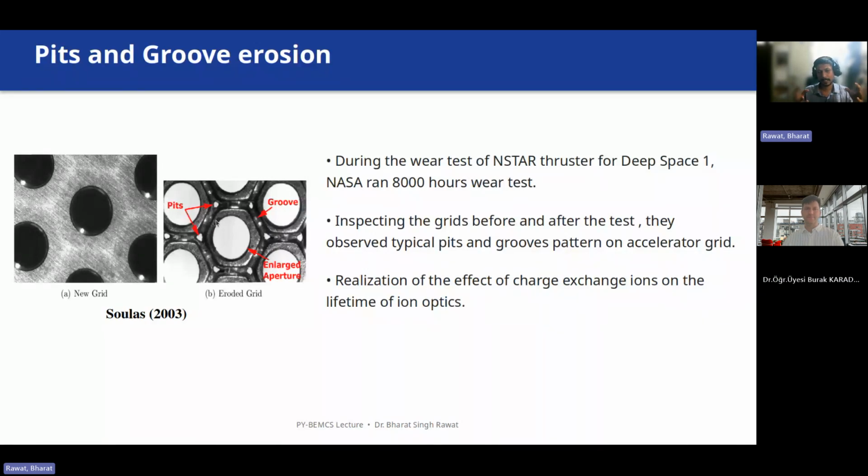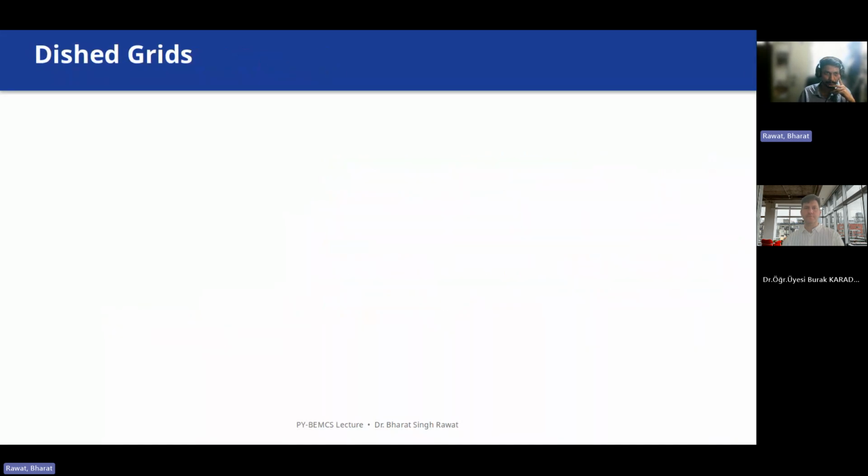Because when the ions are extracted, the neutrals which are present inside the ion source are also leaked through the apertures of the grids, and this creates a very high neutral density region between the grids, and this causes a lot of charge exchange reactions, causing the formation of charge exchange ions. So this is one of the biggest issues with electric propulsion application.